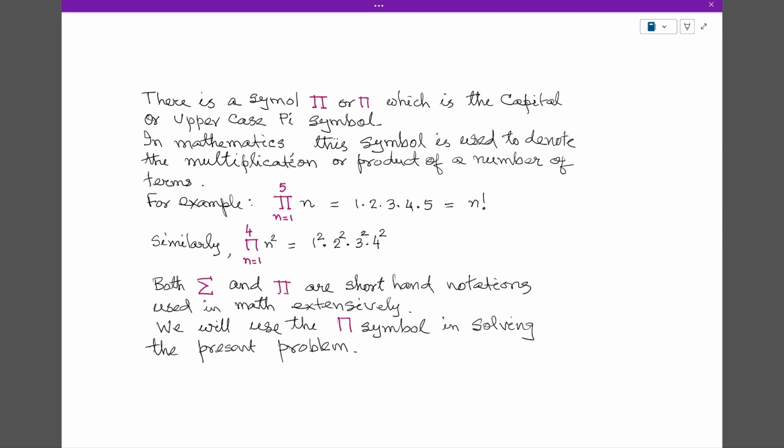Similarly, pi of n square when n varies from 1 to 4 is 1 square multiplied by 2 square multiplied by 3 square multiplied by 4 square. Both sigma and pi are shorthand notations used in math extensively. We will use the pi symbol in solving the present problem. Of course, we will use the sigma symbol also.